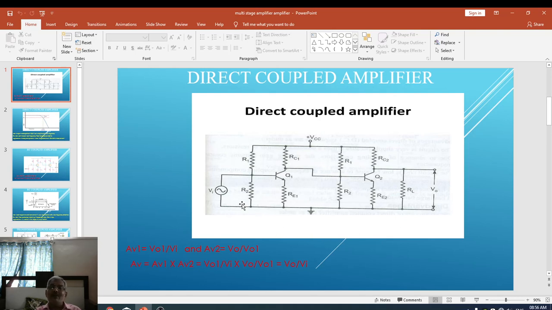Friends, to study the frequency response of the direct coupled amplifier, we keep the input voltage Vi constant, that is, the magnitude of the input voltage is kept constant and the frequency of the input signal is varied. With variation of the frequency of the input signal, note down the various output voltages. Measure the input voltage for a particular frequency.